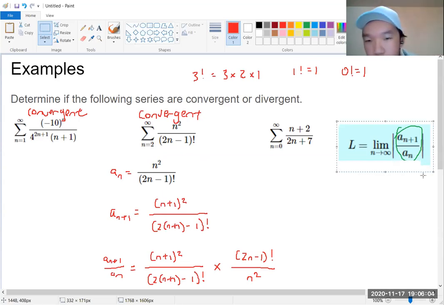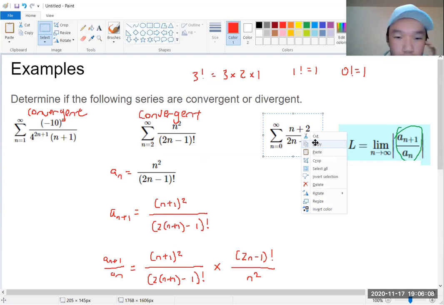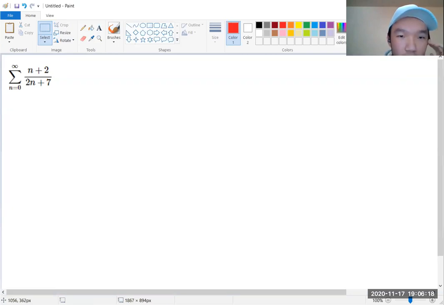Okay, let's do the last one. Let me just crop this. All right, so here's the last one. The previous two examples were where the ratio test led us to convergence. Let's look at an example where that doesn't happen. So let's look at this one right here.